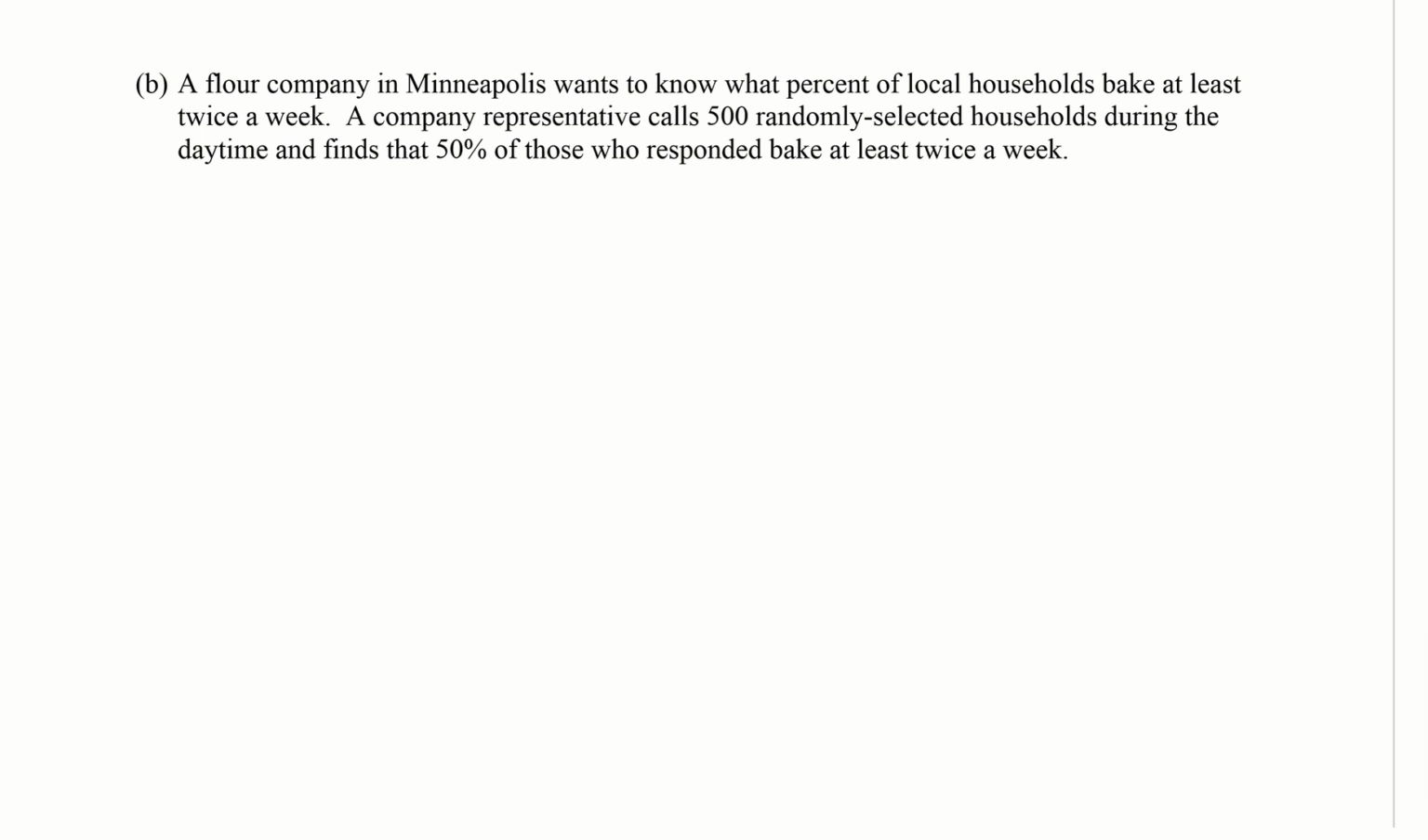Okay, so this would be non-response bias because there are people that are not able to respond to the survey. It says that 50% of those who responded, which means that there are people that did not respond, right? And you're doing it during the daytime, so people who can't answer during the daytime are unable to, and that's going to affect the response of the survey. So we're going to say it's non-response bias.